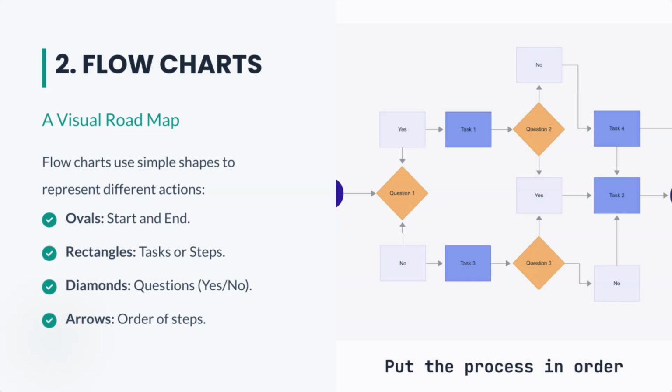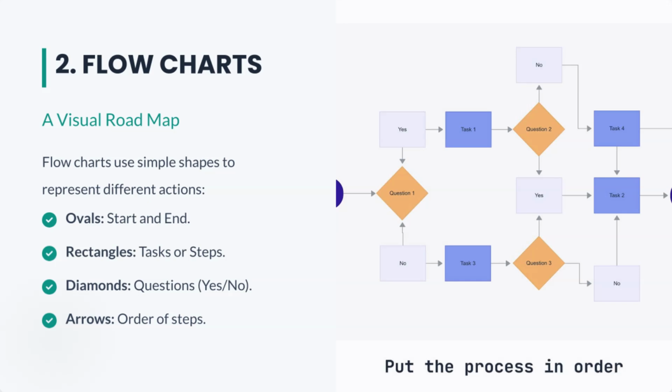Our second tool is the flowchart. Many people are visual learners. They prefer to see how things connect rather than reading a list of text. A flowchart is exactly that: a visual roadmap of our algorithm. To keep things organized, flowcharts use standard shapes to represent different kinds of actions.